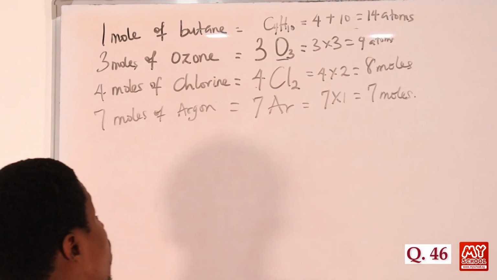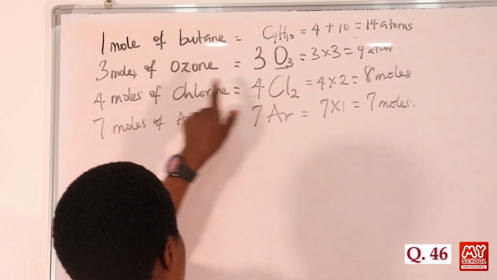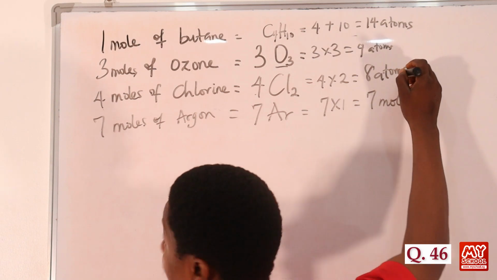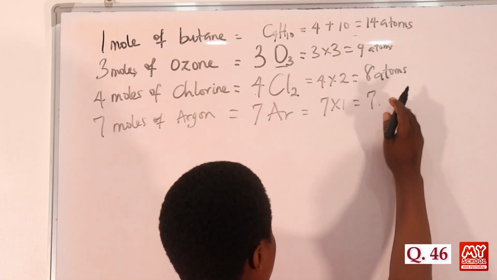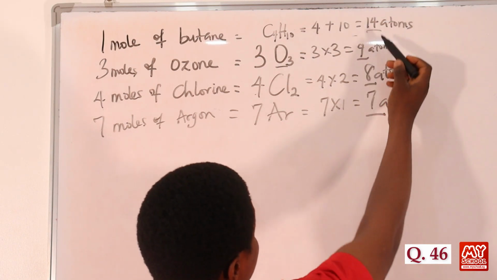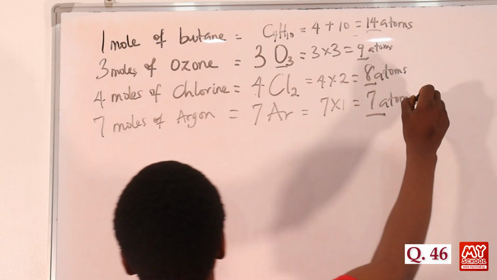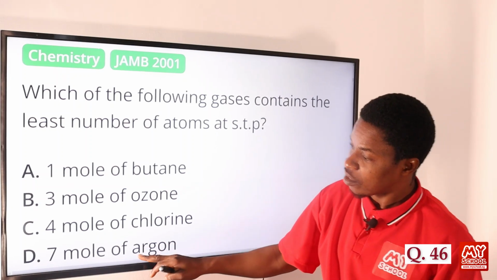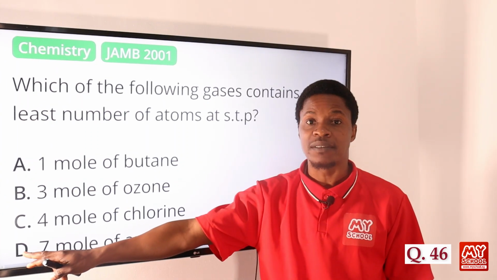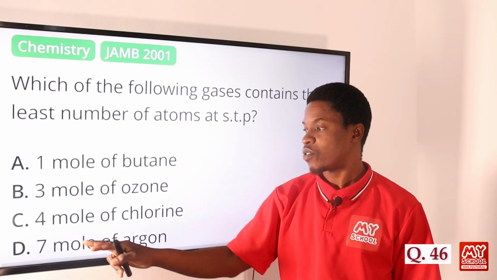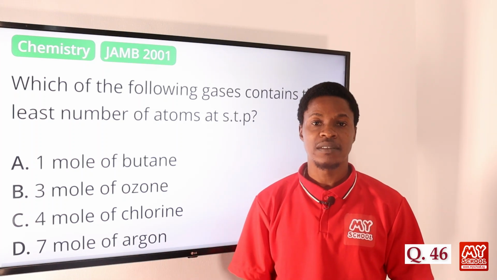So among all of these, 1 mole of butane has 14 atoms. 3 moles of ozone has 9 atoms. 4 moles of chlorine has 8 atoms, because we are asked which one contains the least number of atoms. And 7 atoms there. So among all of this, the one that has the least is actually 7, which is 7 moles of argon. So let's go back to the screen to see what we have there. 7 moles of argon, not A, B, C, D, D. So option D actually has the least number of atoms at standard temperature and pressure, which means option D is the correct answer.